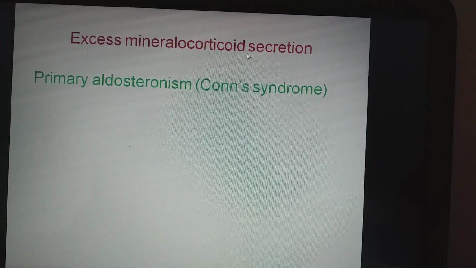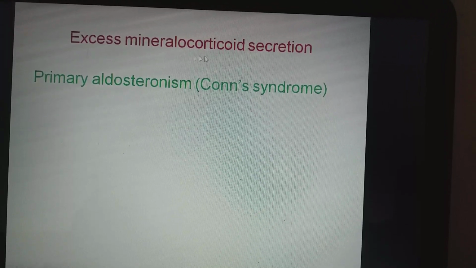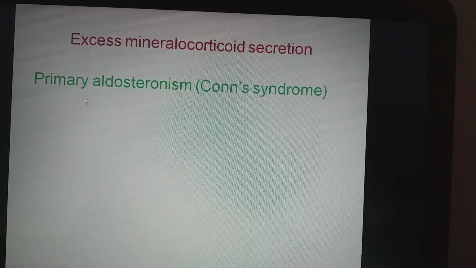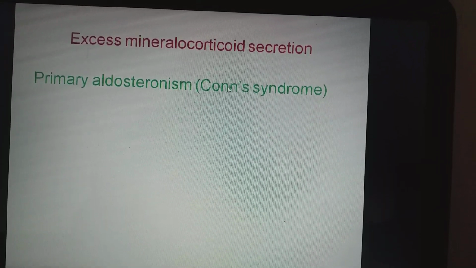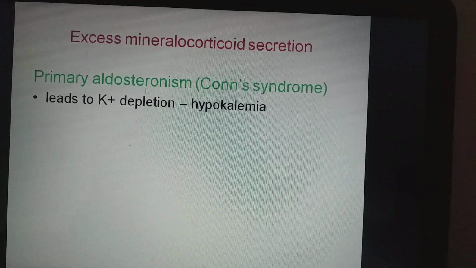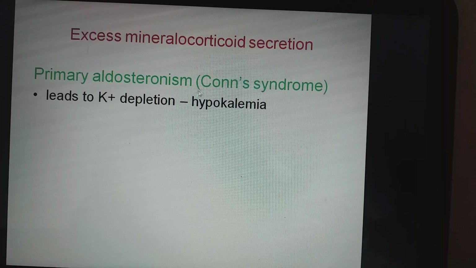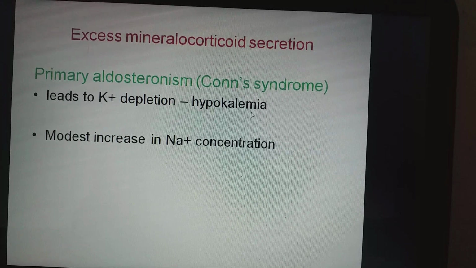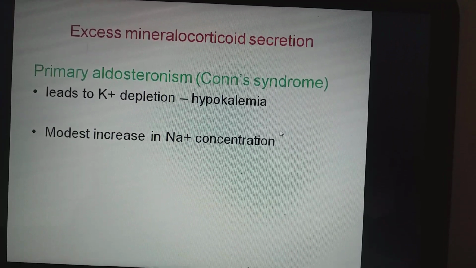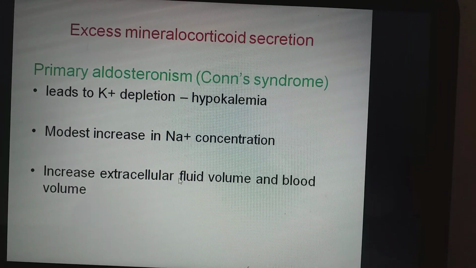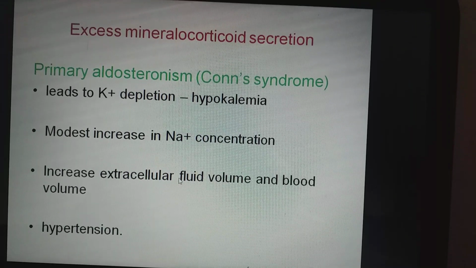Excess mineralocorticoid secretion. So far we discussed the excess glucocorticoid secretion, that is excess level of cortisol, for example Cushing. So this is due to the excess mineralocorticoid secretion. That is primary aldosteronism or Conn syndrome, where you get a high level of aldosterone. So aldosterone's action is to increase the secretion of potassium by the kidney tubules. Therefore, the patient can go into a hypokalemic situation. Another is that it can increase sodium absorption, and the sodium absorption is followed by water absorption. So the extracellular fluid volume increases. Therefore, ultimately the patient can go into hypertension.